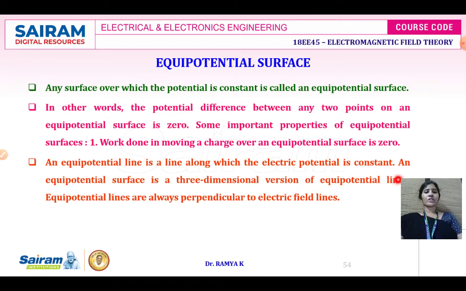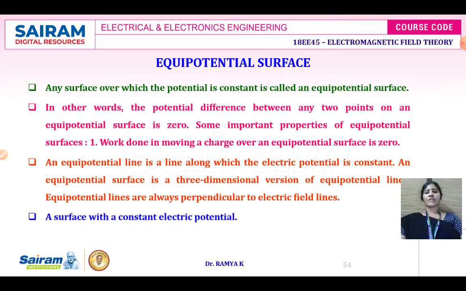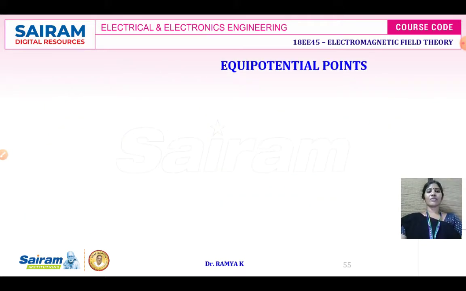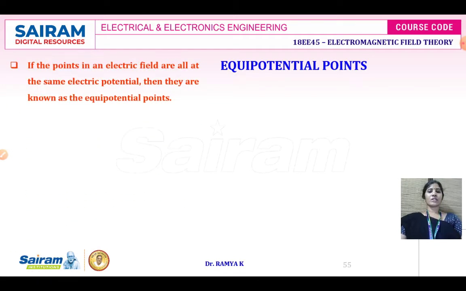The equipotential surface is a three-dimensional version of the equipotential line, and hence equipotential lines will always be perpendicular to the electric field line. A surface with a constant electric potential is called an equipotential surface. These are some of the different ways of expressing the equipotential surface.